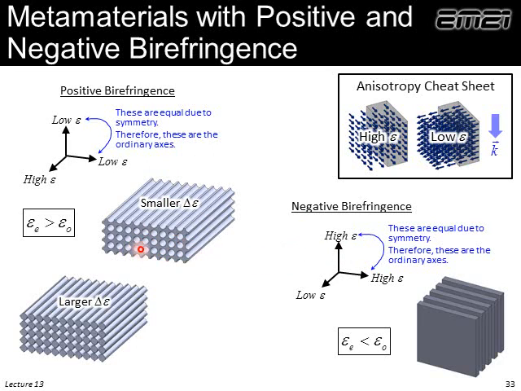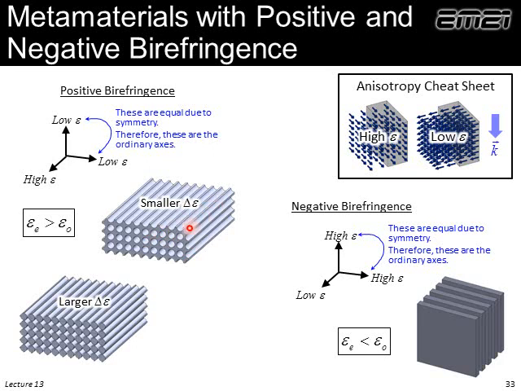So let's take a look at this lattice. We have a field oscillating up and down this way and this way. We would call those the ordinary axes. And notice here we have the electric field punching into interfaces. So that kind of looks like this case. And in fact, the ordinary dielectric constant for this structure is the lower one.